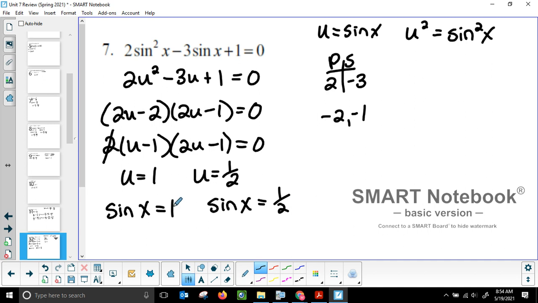So again, this is just unit circle stuff. Where is my y coordinate 1? Well, that occurs at pi over 2. Where is my y coordinate 1/2? That occurs at pi over 6 and 5 pi over 6. Again, just looking at your unit circle. Questions or concerns there? We've seen a lot of those on our practice quizzes and quizzes from last week.